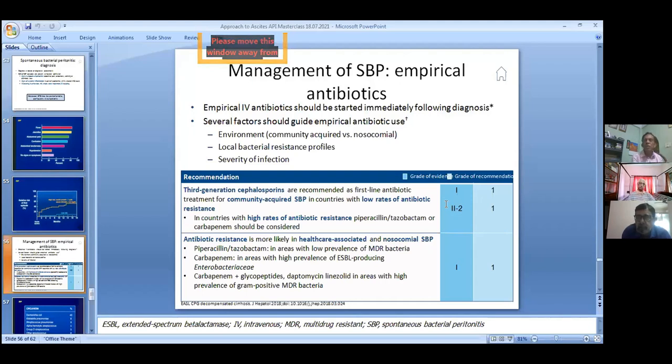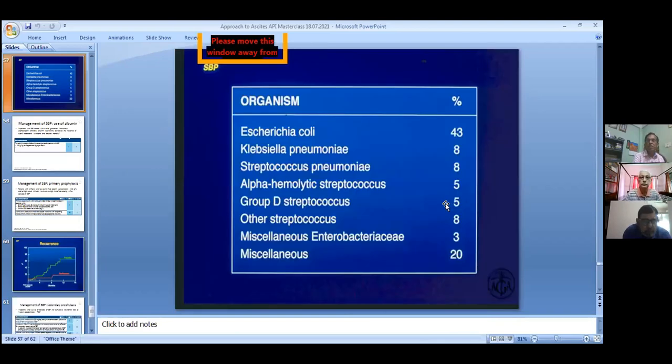enterobacteriaceae. It is the commonest bacteria, but it can be due to gram-positive organisms also. Sometimes if they are severely MDR positive bacteria, gram-positive bacteria, you have to think of a combination of carbapenem with glycopeptide or daptomycin and linezolid in areas with a high prevalence of gram-positive MDR bacteria.